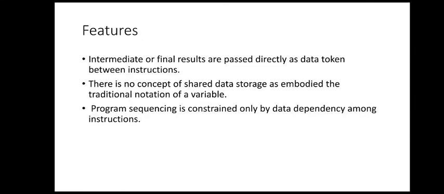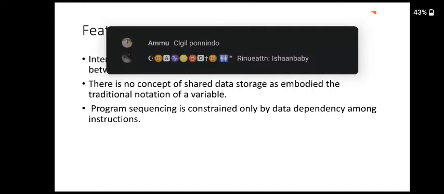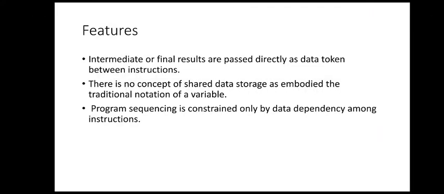Next, features of data flow computers. Intermediate or final results are passed directly as data tokens between instructions. There is no concept of shared data storage as embodied in the traditional notion of a variable. Program sequencing is constrained only by data dependencies among instructions.